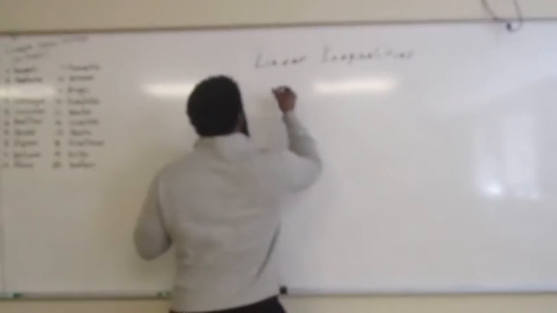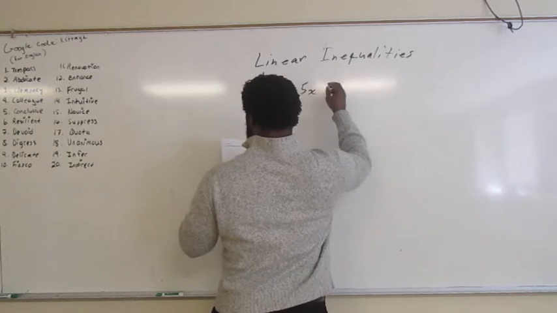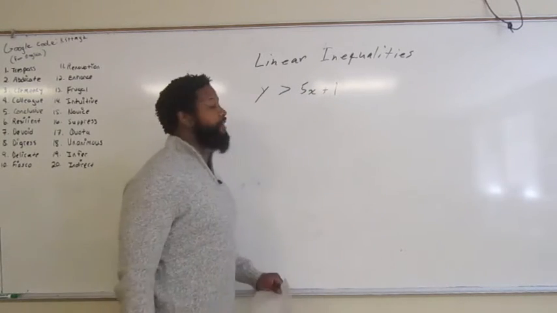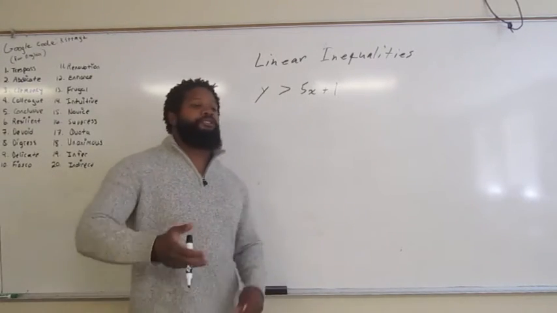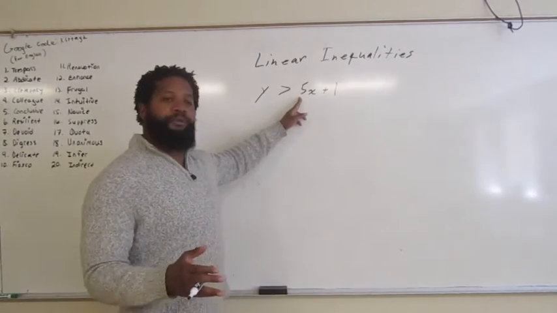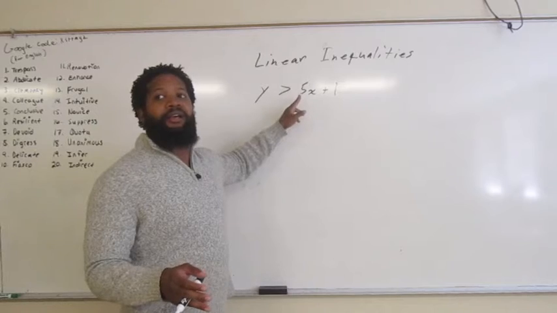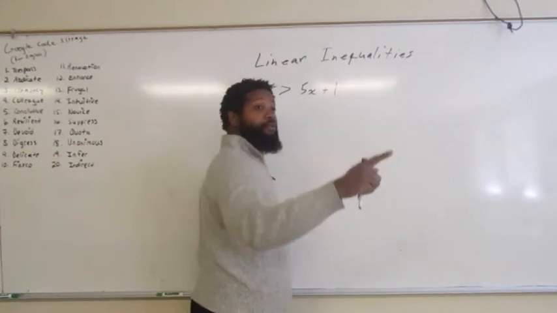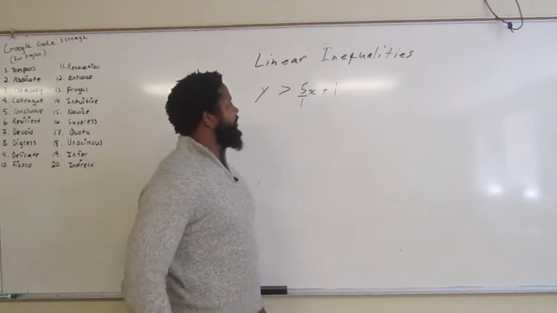So the first one, you have y is greater than 5x plus 1, right? Remember, you are just graphing this like you usually do, okay? When you have a whole number for your slope, what do you do? You put a 1 underneath it. Good job. Before you go up, we put a 1 underneath it.